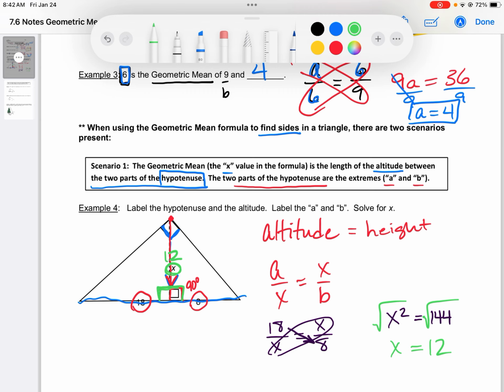And you know that these angles created by the altitude are 90. And so with this right triangle and two sides, you could then use the Pythagorean theorem to solve for this side and this side of these two triangles, this one on the right and this one on the left. So that is just one useful aspect of the geometric mean.